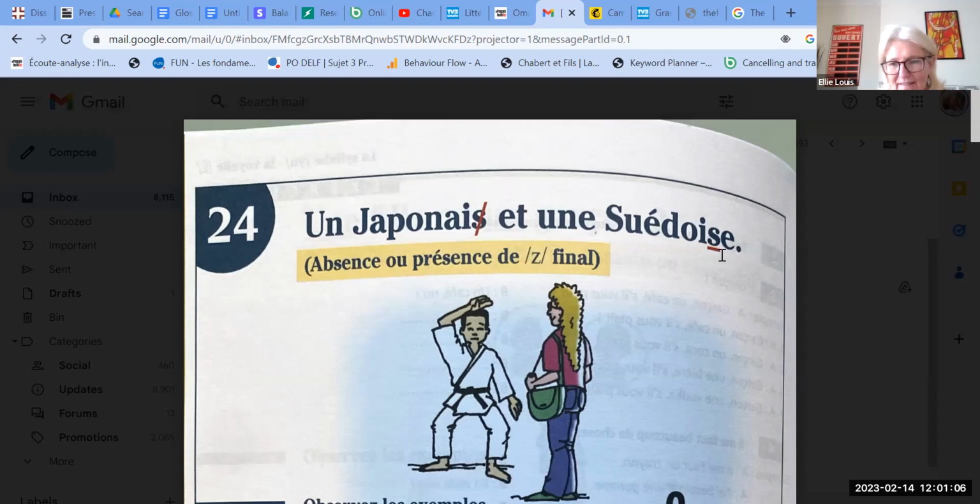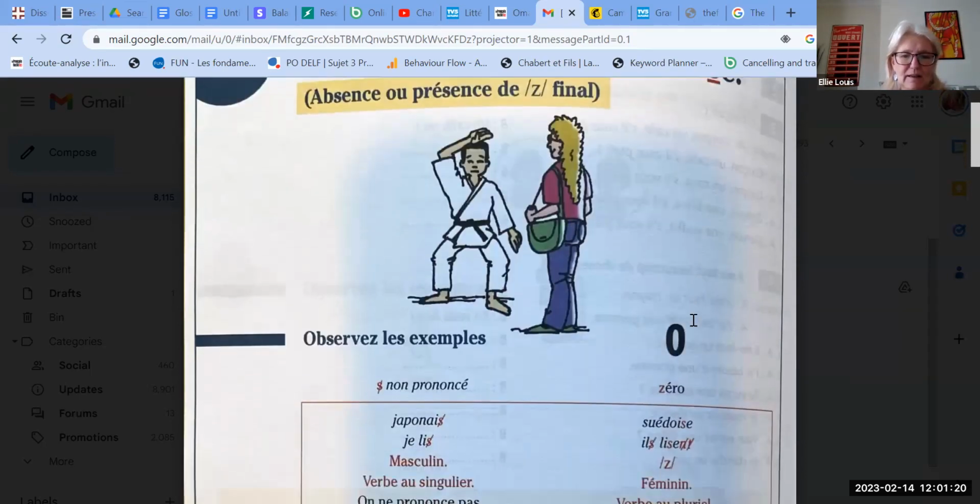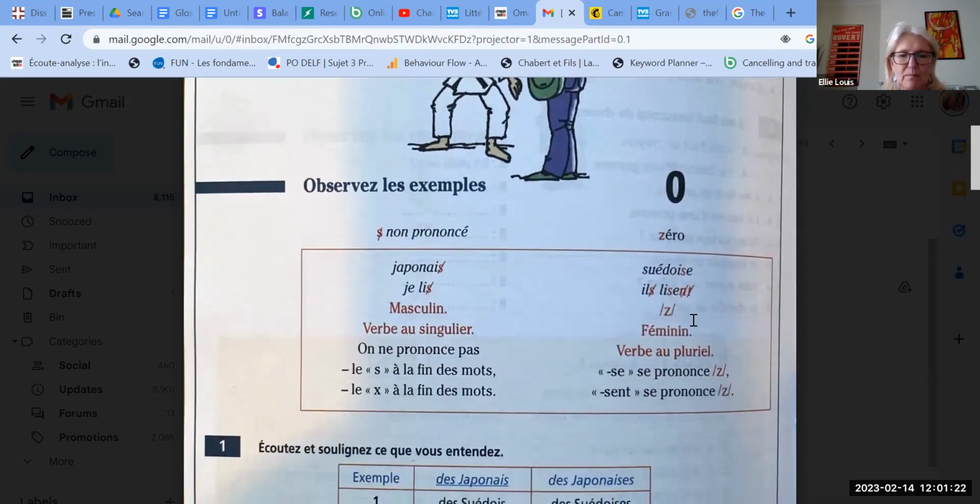That's a Z-y kind of sound, yes? Suédoise. So make that Z-y sound, even though it looks like an S, suédoise, Z, Z. So you feel that vibration there. Let's look at some examples. So this is the S when it's not pronounced.